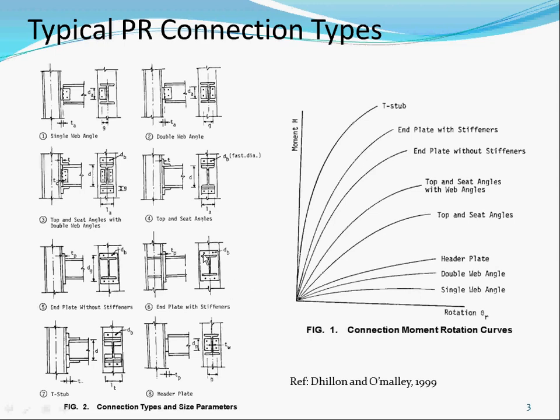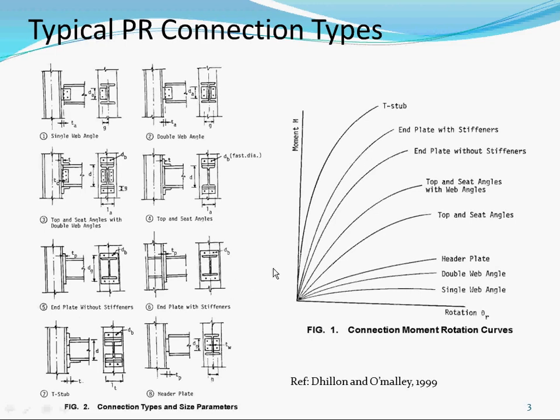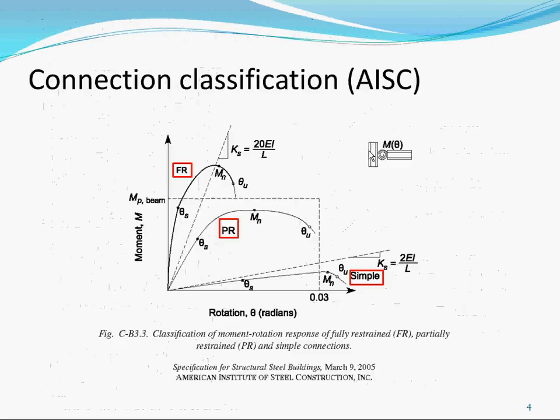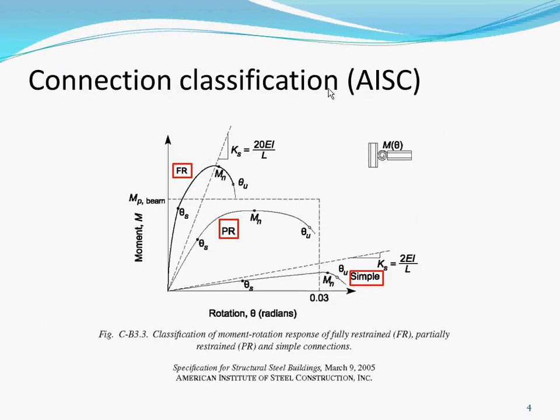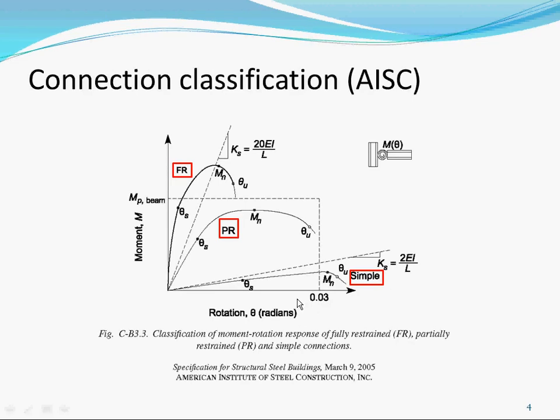Even an end plate with stiffeners is relatively stiff, so you're in the upper range, and there's a way of quantifying it as well. It's shown on the next page. This is the classification according to AISC. We saw the same thing, M versus theta: this is the rotation, and this is the moment.